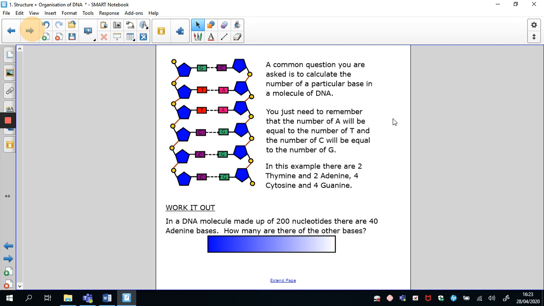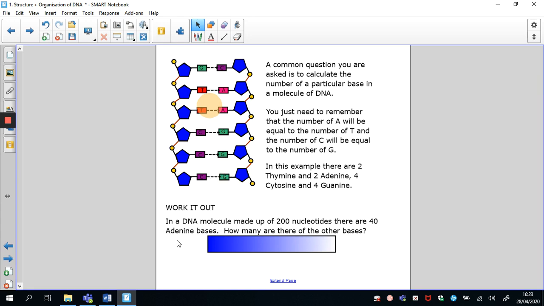Right, now a really common question that you're often asked is to work out how many are there of a particular base in a molecule of DNA. Now all you need to remember is however many A's there are, there'll be the same number of T's. And however many G's there are, there'll be the same number of C's. Okay, so in this example, there are 2 T's, and therefore there must be 2 A's because they pair up. And there are 1, 2, 3, 4 G's, so there must be 4 C's as well. 1, 2, 3, 4, that's it.